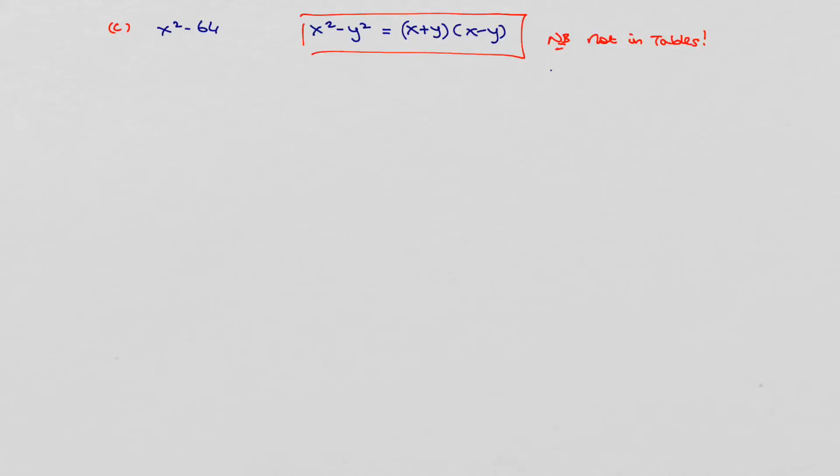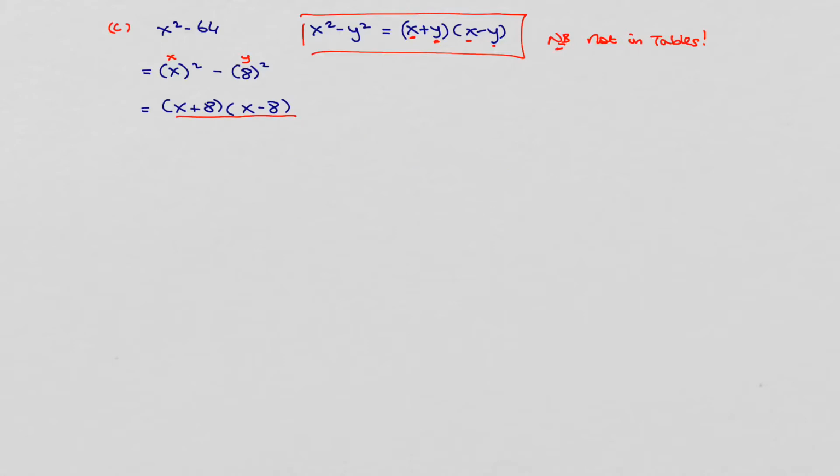So we have to take x squared minus 64, and we're going to write it as something squared minus something squared. So, of course, x squared is x squared, and 8 squared is 64. So essentially that's the x in the formula and the y in the formula. So I'm going to put x and y into this formula. That gives me x plus y, in other words, x plus 8, times x minus y, in other words, x minus 8. And therefore that is fully factorized.